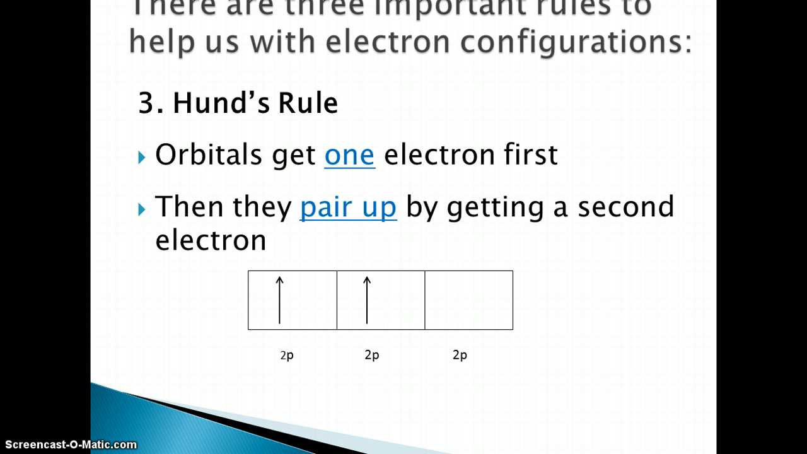So let me say that again. This is the hardest rule. So we want to start at the left and put 1 up arrow. Then we want to go to the next box and put an up arrow. Then we want to go to the third box and put an up arrow. So we need to go all the way across before we can come back and fill in the down arrows. And this is Hund's rule.